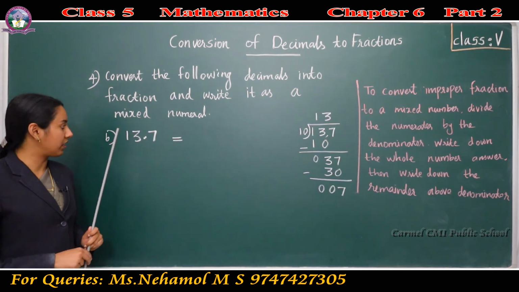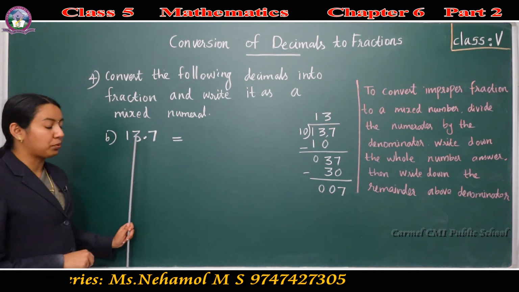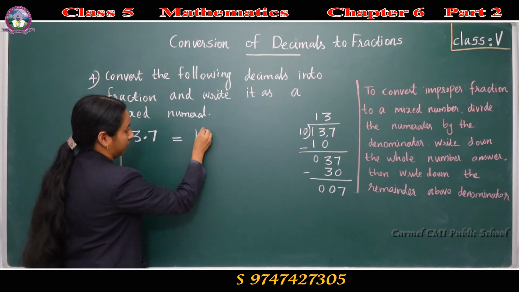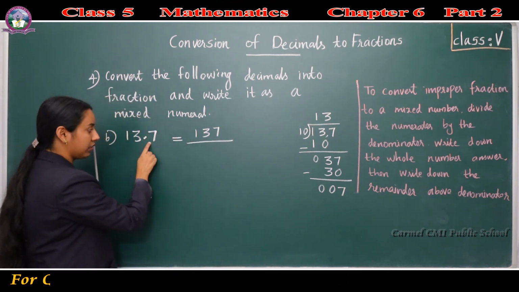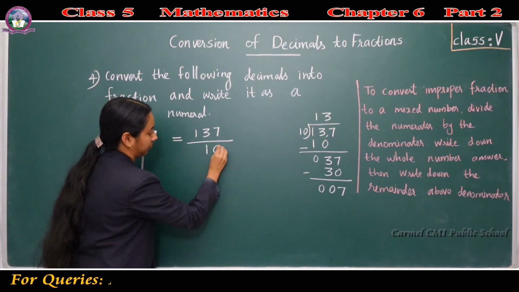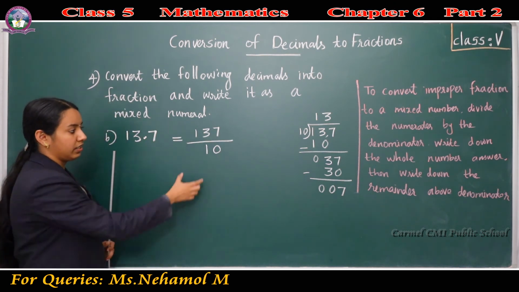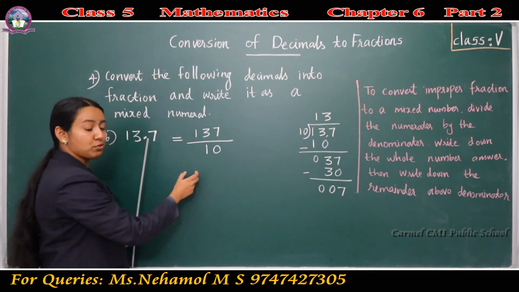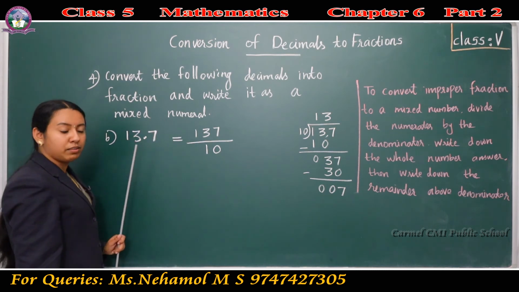We can check one more example, 13.7. We have to convert it to a fraction. 137 divided by 10, since there is only one decimal place. This is also an improper fraction, so we have to convert it to a mixed numeral.